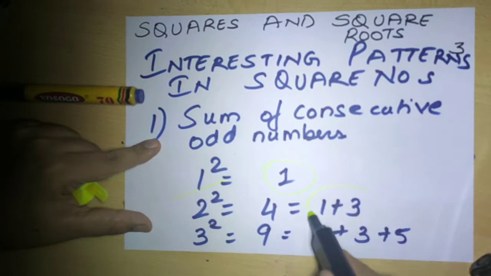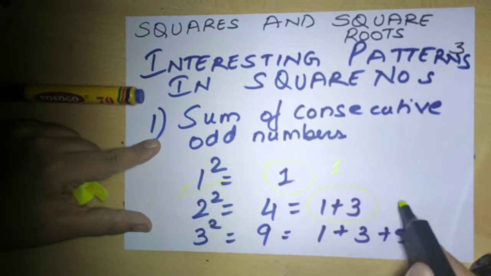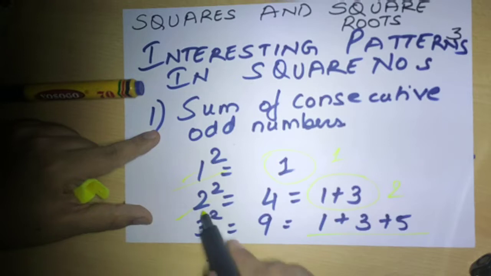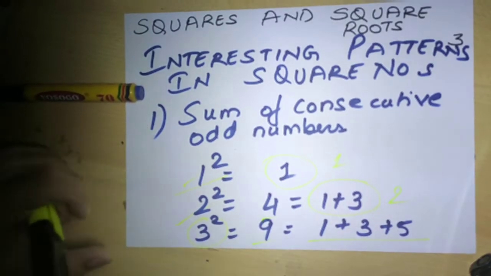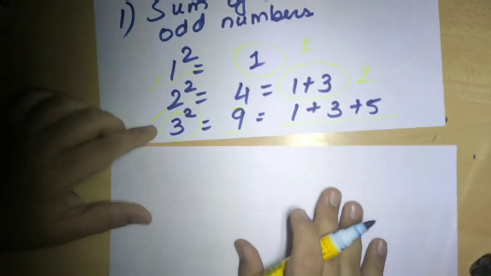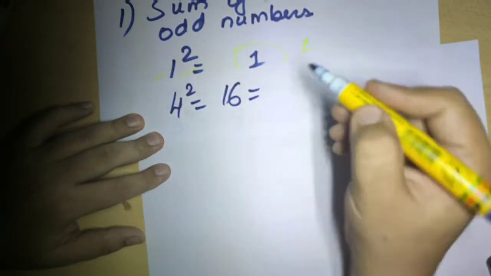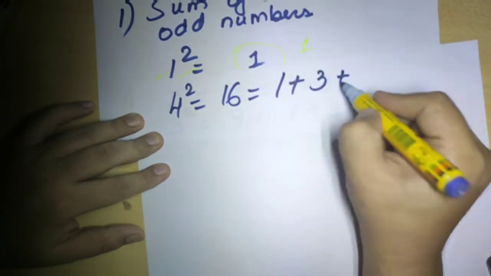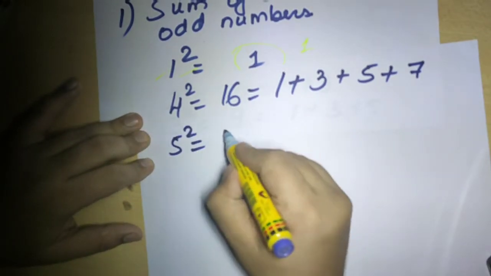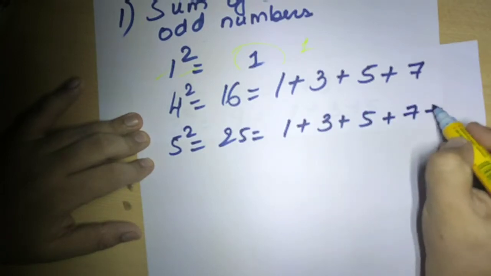Sum of 2 consecutive odd numbers is 2 square. Sum of 3 consecutive odd numbers is 3 square. Similarly, if you take 4 square, it is equal to 16, which is equal to 1 plus 3 plus 5 plus 7. 5 square is equal to 25, which is equal to 1 plus 3 plus 5 plus 7 plus 9.